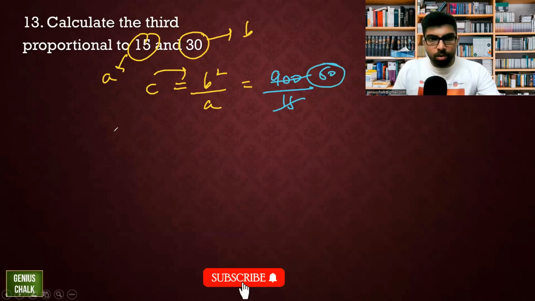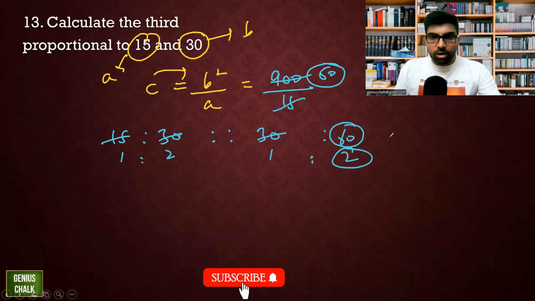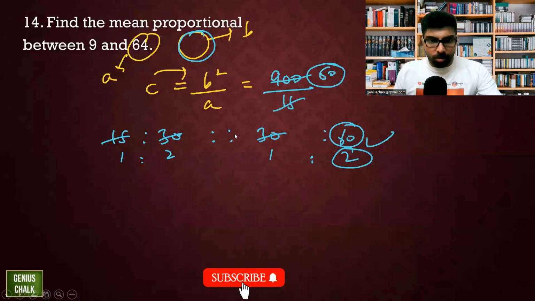And logically also we have proved that 15 is to 30, whatever is their ratio, that must be 1 is to 2. The same must be 1 is to 2 here. So this must be 60 to make this 1 is to 2. This is my direct answer. But again, you have to remember this step, that you have to write or rewrite this B 2 times, whenever 2 variables are given. So this is how we find the third proportional.